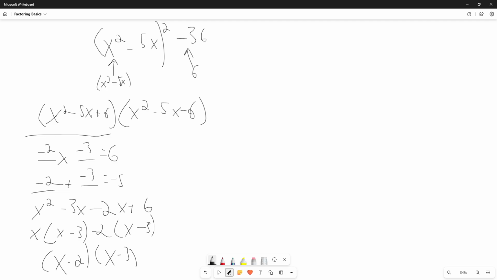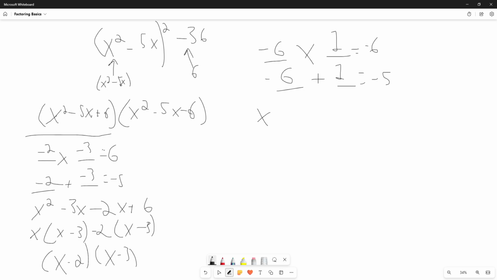Now we do the second one. What multiplies to minus 6 and adds up to minus 5? Guys, just solve it for a moment. Okay, this one actually gives you minus 6 multiplied by 1, and minus 6 plus 1 are the numbers.